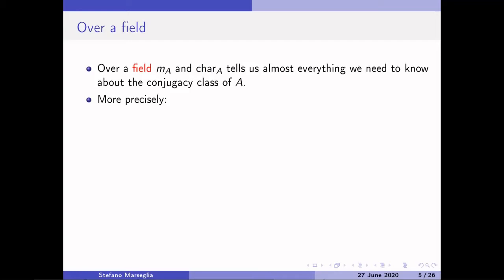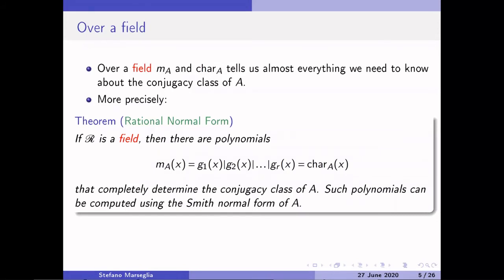So over a field, the minimal polynomial and the characteristic polynomial of a matrix tell us almost everything we need to know about the conjugacy class. More precisely, there is this thing called rational normal form, or sometimes Frobenius normal form, of a matrix, which tells us that there is a sequence of polynomials, G1, G2, up to GR, each one dividing the next one in the sequence, and the first one is the minimal polynomial of the matrix, and the last one is the characteristic polynomial of the matrix, that completely determine the conjugacy class of our matrix, A. All right, so if we know these polynomials, we know everything we need to know about the conjugacy class of the matrix.